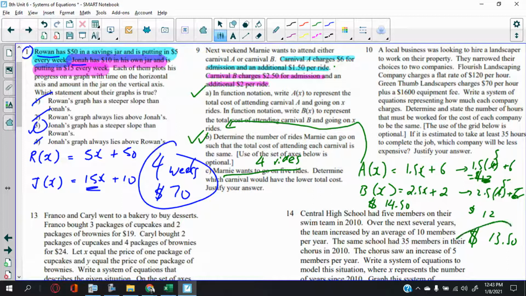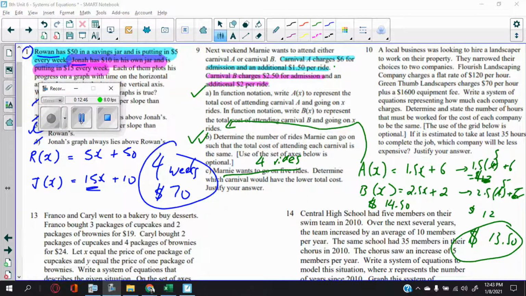All right, so Carnival A is cheaper at 5 rides. Okay. All right. That's it. Hopefully I didn't make a mistake there. But let's come back to class. Okay. All right. See you there.